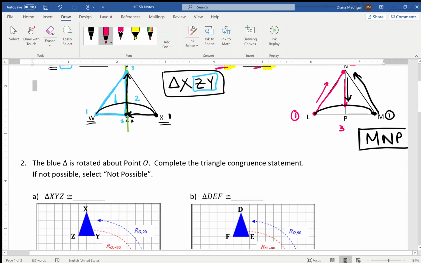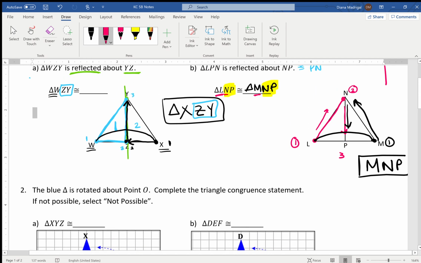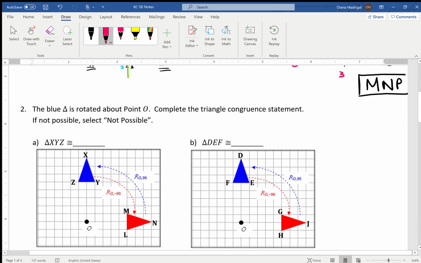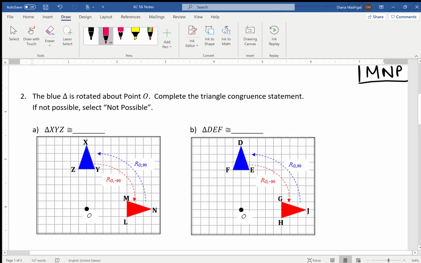Same thing with question number 2. Question number 1 was telling you it was being reflected. Now question 2 is telling you that the blue triangle is rotated about the point O. So again, when we rotate, we focus on a point, right? That point that we're focusing on is right here. The blue triangle is our first triangle. That means that the second triangle is the red one.